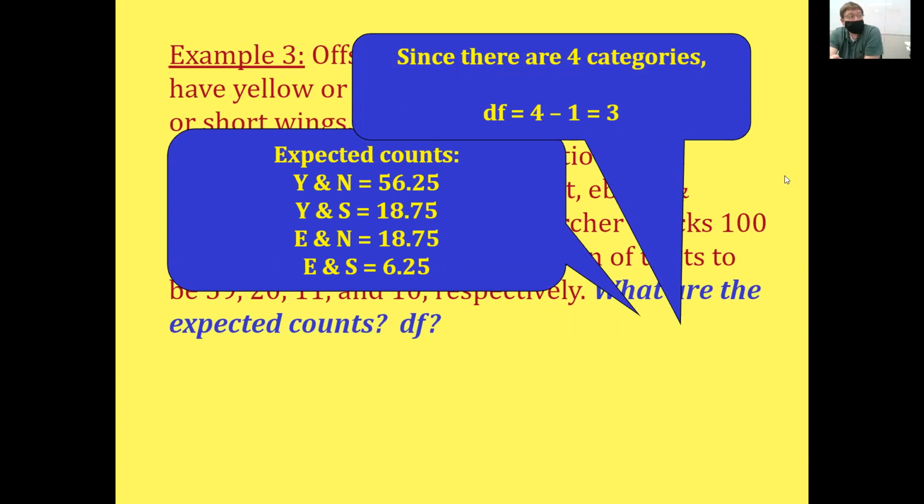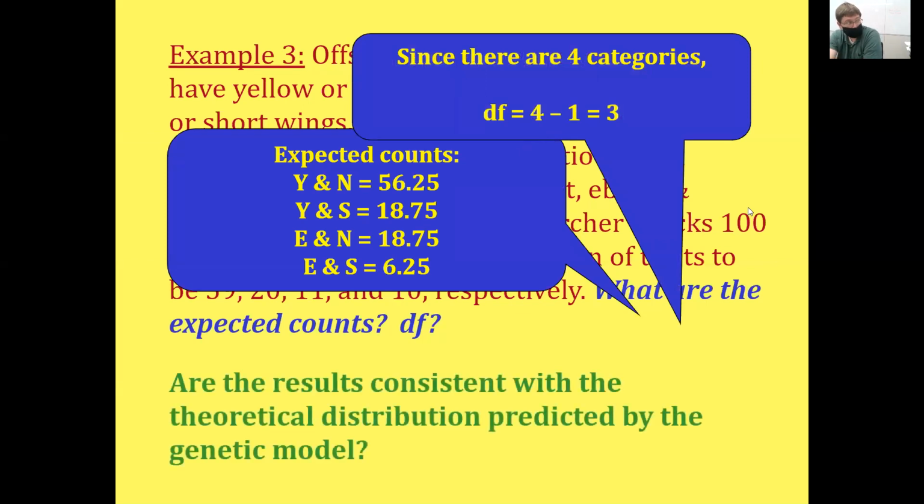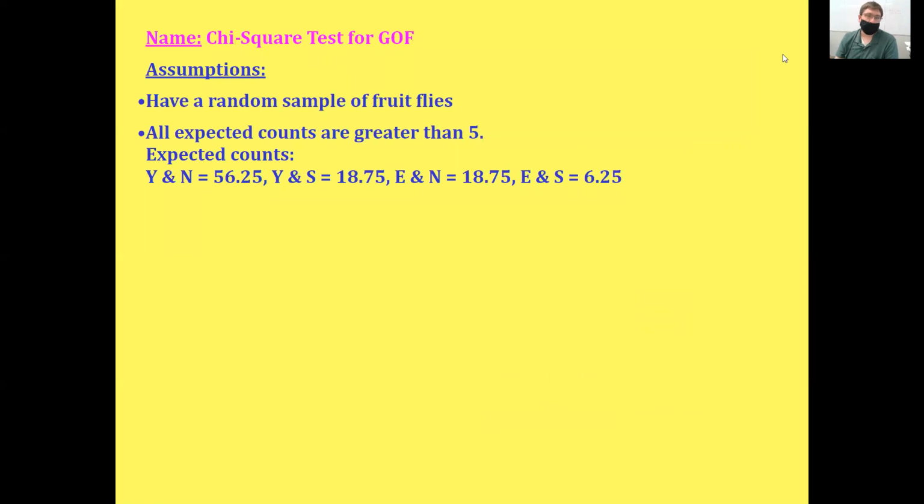All right, so we have all of our information. We could actually start doing stuff in the calculator, but let's set up our hypothesis test first before we get too excited with the calculations. So basically the question we're trying to answer is, are the results that we got consistent with the theoretical distribution predicted by the genetic model? All right, so there's your first part. Name of the test. We're still doing the chi-squared test of goodness of fit.